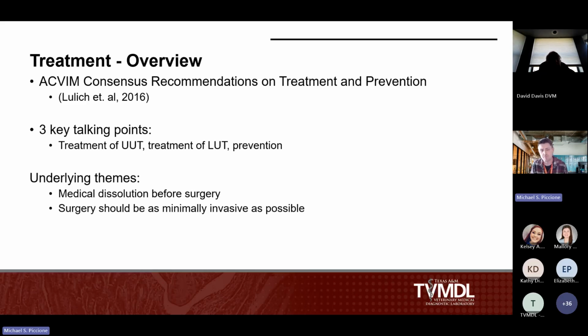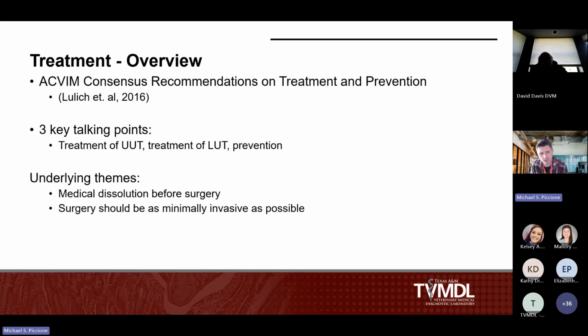So if you haven't reviewed this statement, along with a lot of the data and research that have come out even after this, I think all of it really works well to help treat and prevent these cases. We talked about a second ago, other underlying things. Medical dissolution should always be your top option if possible. And I'll just emphasize if possible, because not all stones can be dissolved.